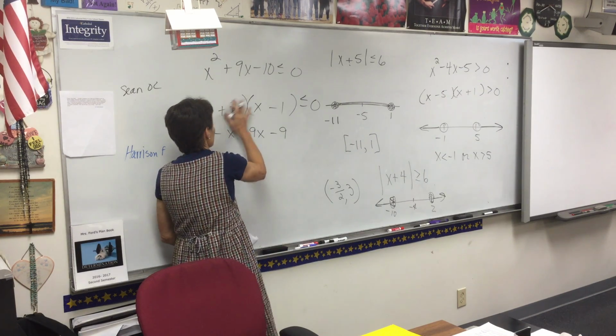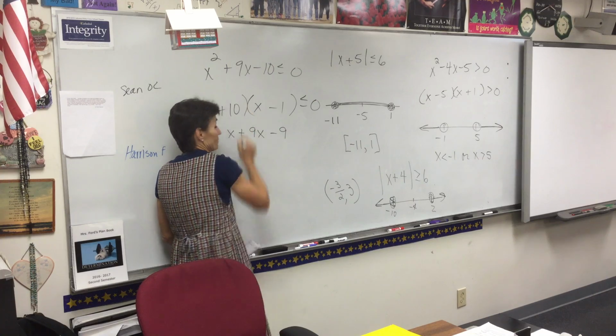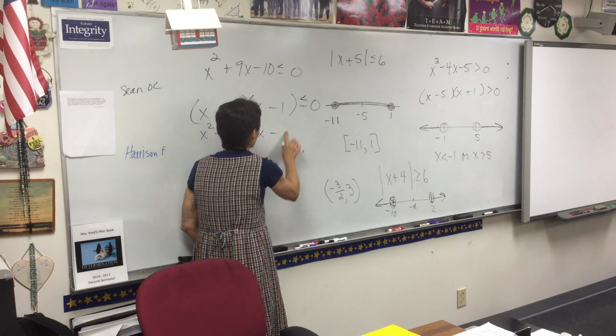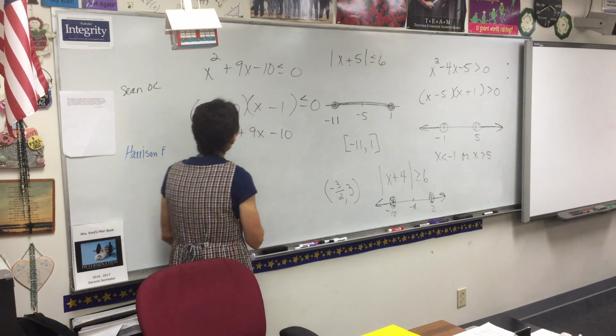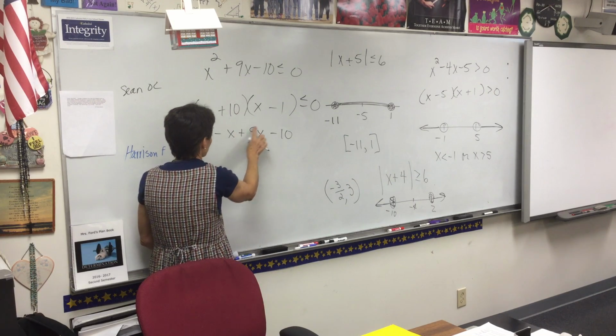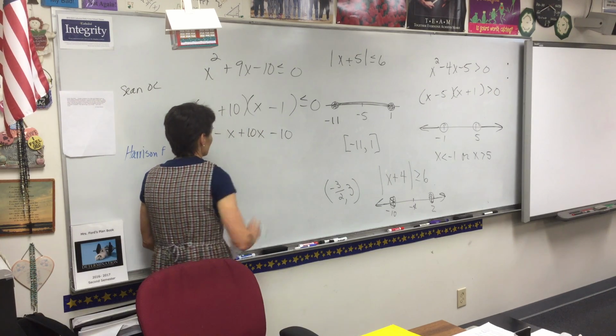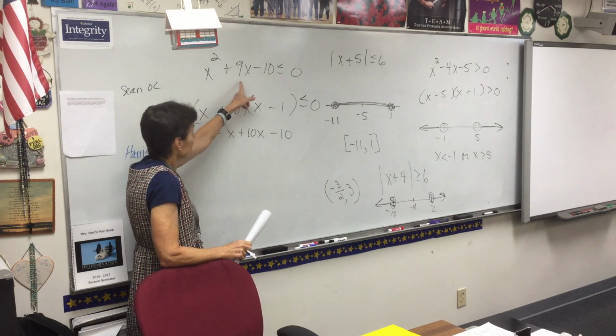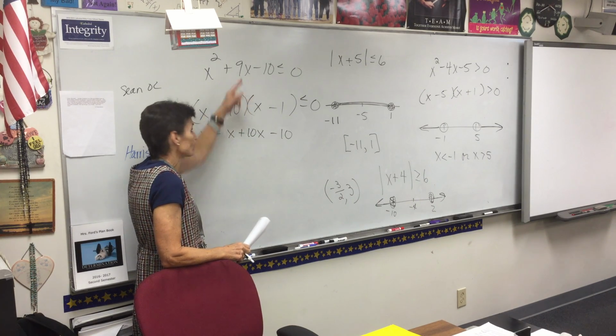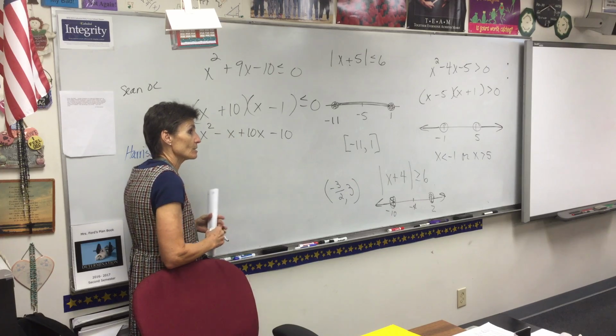So maybe I should change this to a 10. Now I'll at least have the right last number, right? Now what about the middle number? This is going to be a 10x. Does that add up to give me the 9 that I want right there? There it is. There are your factors. Okay?